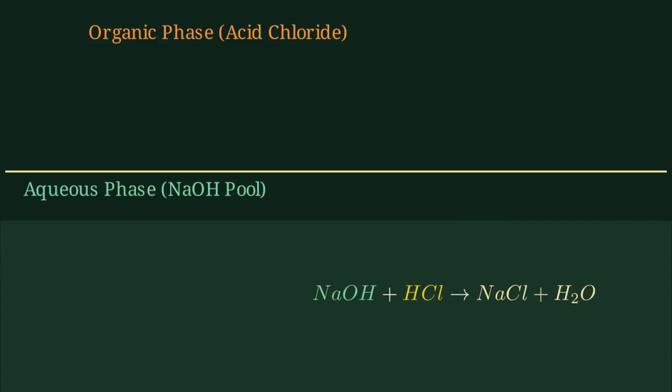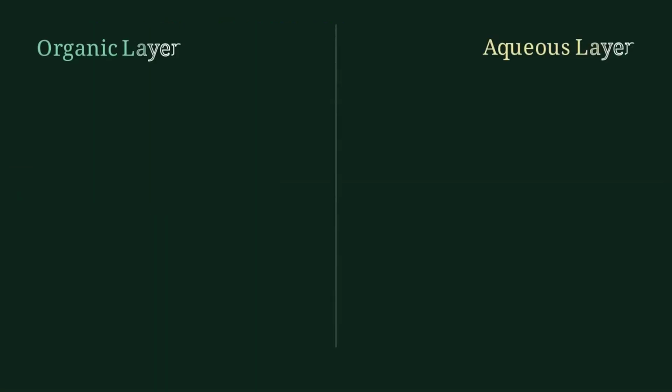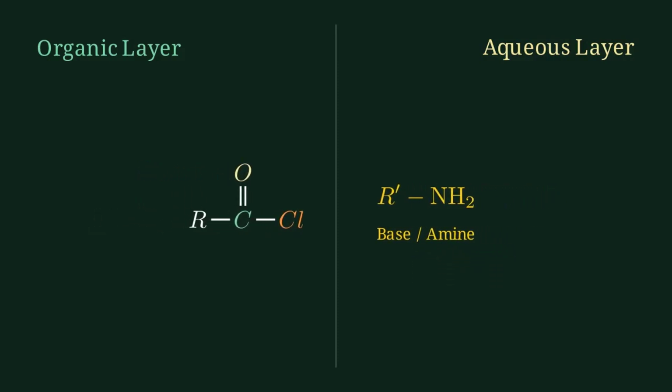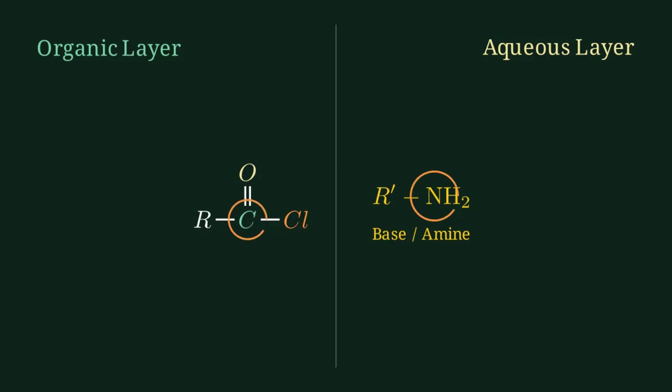You might wonder, why doesn't the sodium hydroxide just attack the acid chloride directly and turn it back into a carboxylic acid? That's the beauty of the biphasic setup. The acid chloride stays tucked away in the organic layer, shielded from the base, while the reaction happens right at the border. Let's look at the electrons to see how this push and pull works step by step.